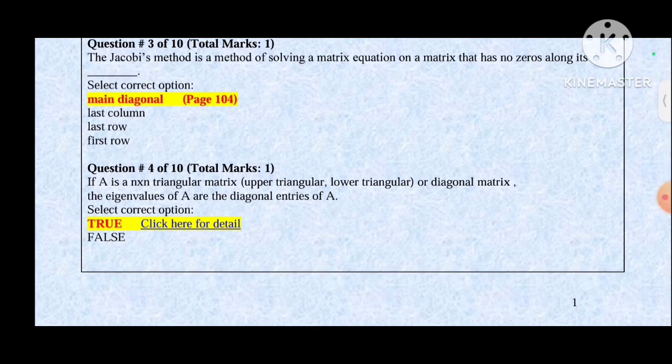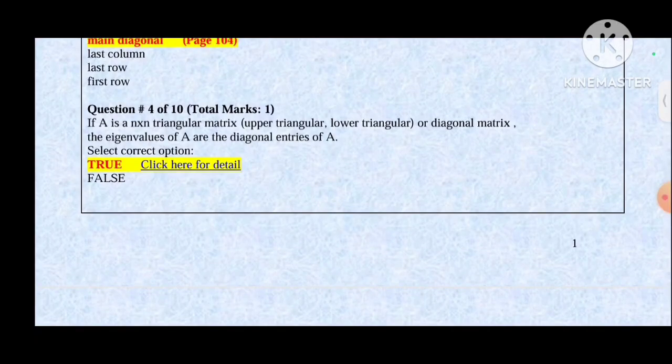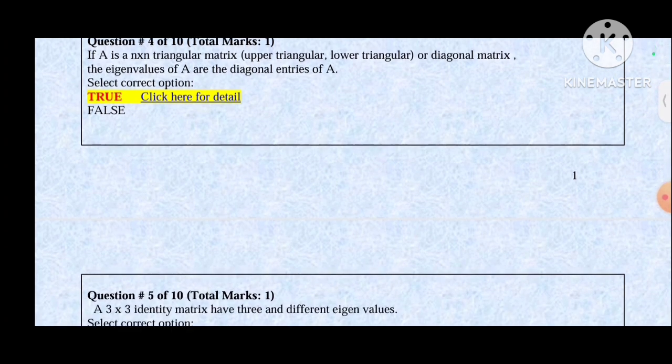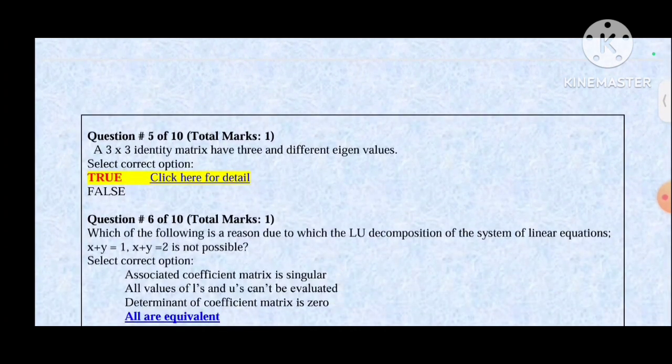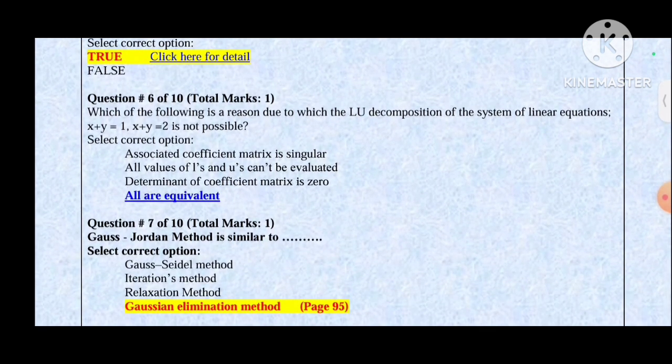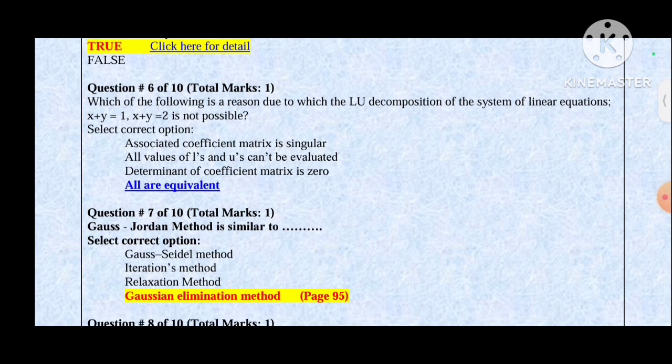If A is an n cross n triangular matrix, upper triangular, lower triangular or diagonal matrix, the eigenvalues of A are the diagonal entries of A. True. If A is a 3 by 3 identity matrix, it has 3 different eigenvalues. True. Which of the following is the reason due to which the LU decomposition of the system of linear equations x plus y is equal to 1 and x plus y is equal to 2 is not possible?